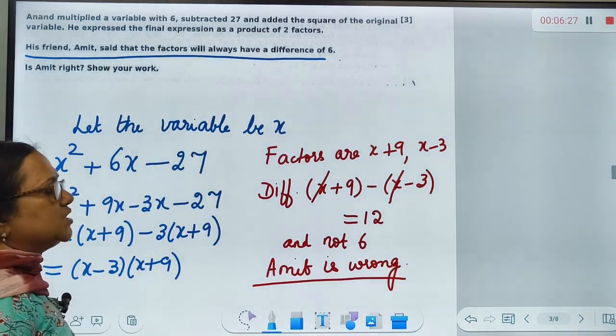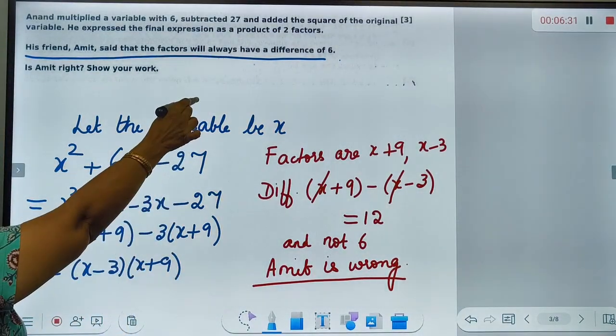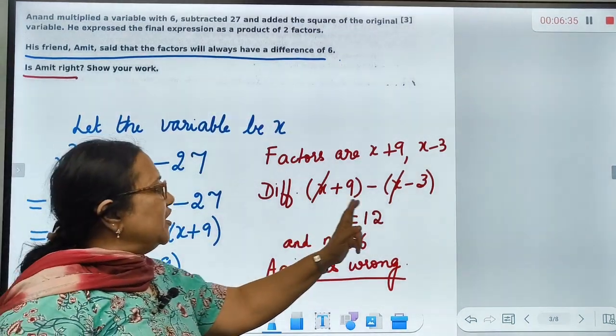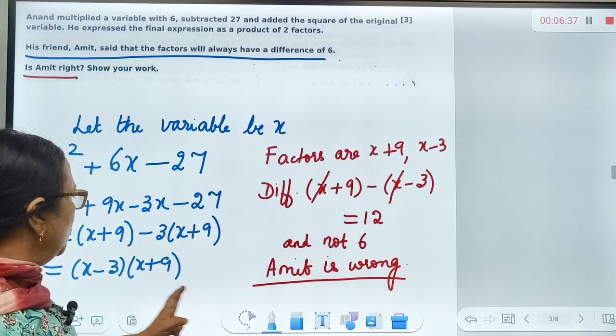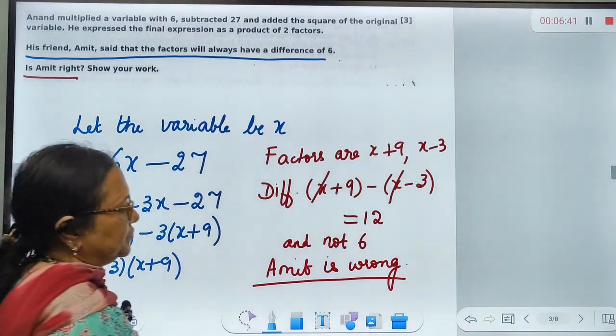So Amit is wrong in saying the difference between the factors is always 6. Is Amit right? No, because we have checked the difference between the factors is 12. What are the factors? x minus 3 and x plus 9.